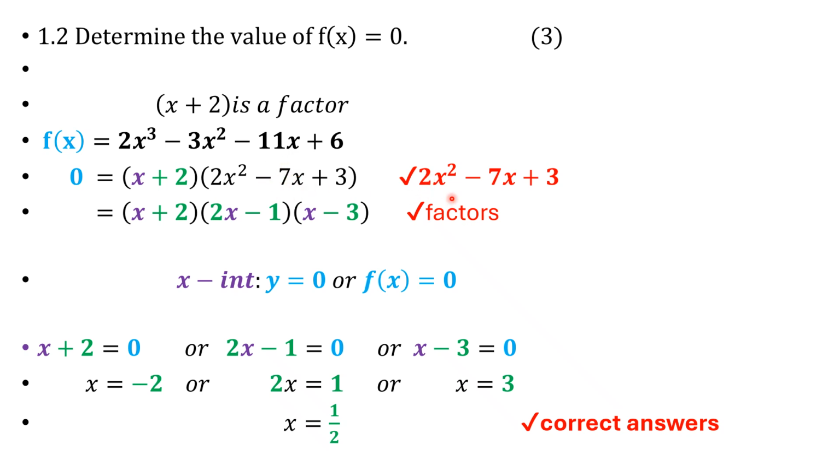So that's my first 2 marks, but we have to determine the x-intercepts because y is 0. So for the x-intercept, y equals 0: x plus 2 equals 0. Take 2 over, x is minus 2. 2x minus 1 equals 0. Take minus 1 over, it becomes positive 1. 1 divided by 2 then gives me half. Or take minus 3 over and it becomes positive 3.